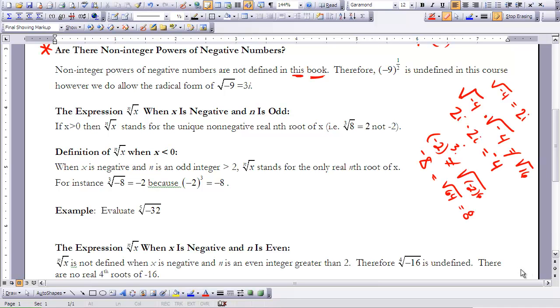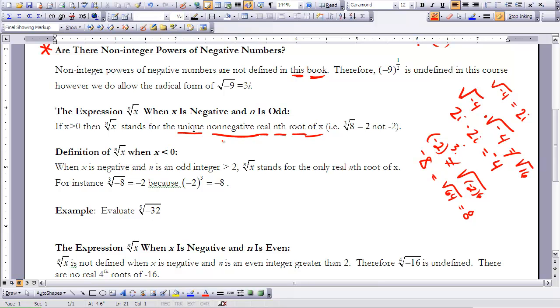We're going to next look at how to evaluate nth roots when x is negative and n is odd. If we know that x is greater than 0, then the nth root of x stands for the unique non-negative real nth root of x. For example, the third root of 8 is equal to 2 and not negative 2.